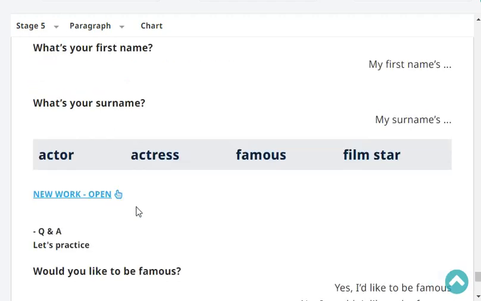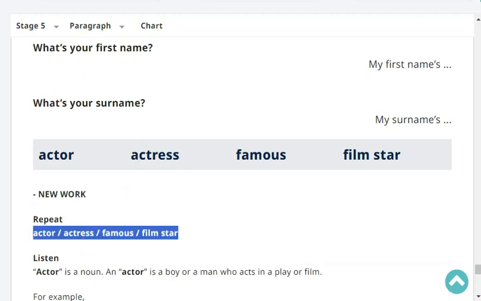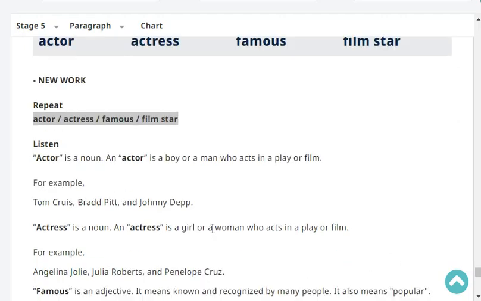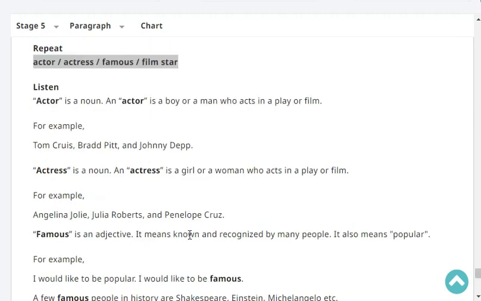Again, next, repeat. Actor, actress, famous, film star. Very good. Okay, listen. Actor is a noun. An actor is a boy or a man who acts in a play or film. For example, Tom Cruise, Brad Pitt, or Johnny Depp. Actress is a noun. An actress is a girl or woman who acts in a play or film. For example, Angelina Jolie, Julia Roberts, etc.